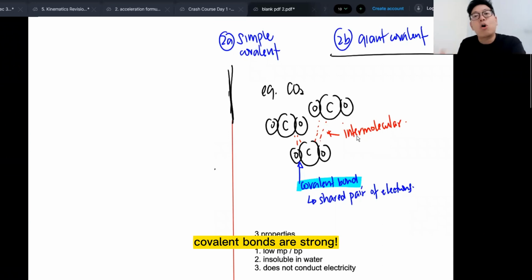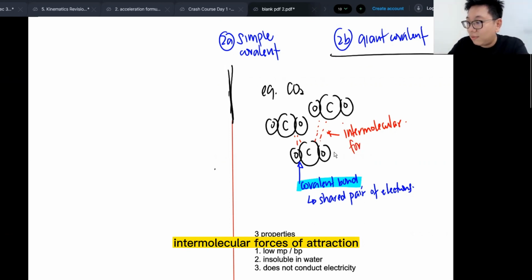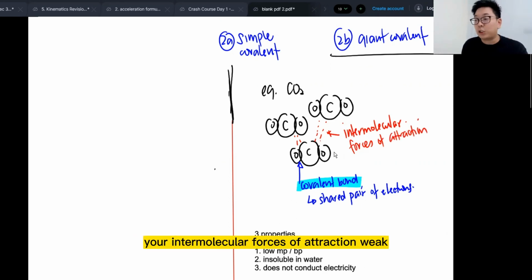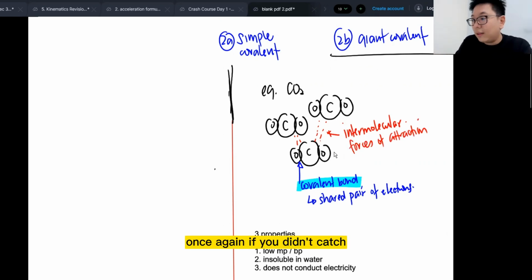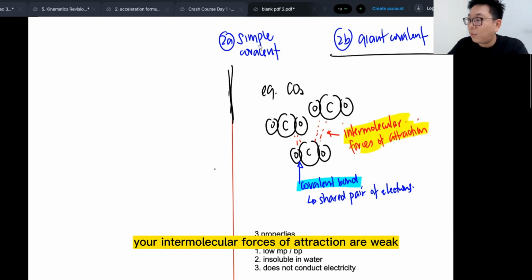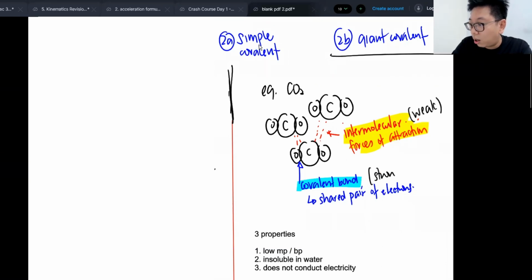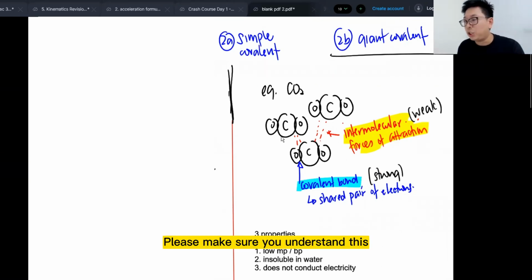Covalent bonds are strong. Your intermolecular, hey friend, don't scare me. These are called intermolecular forces of attraction. There is no such thing as an intermolecular bond. Your intermolecular forces of attraction are weak. Once again, if you didn't catch it, I need you to understand this. Your intermolecular forces of attraction are weak, and your covalent bond is strong. Please make sure you understand this.